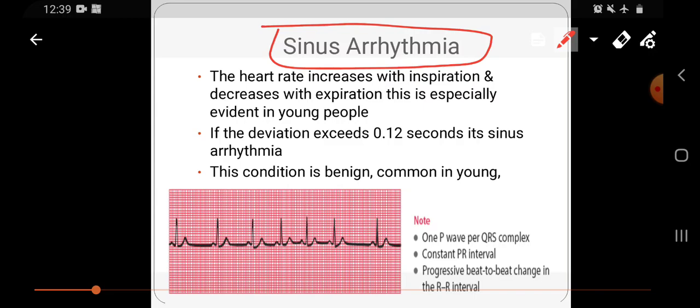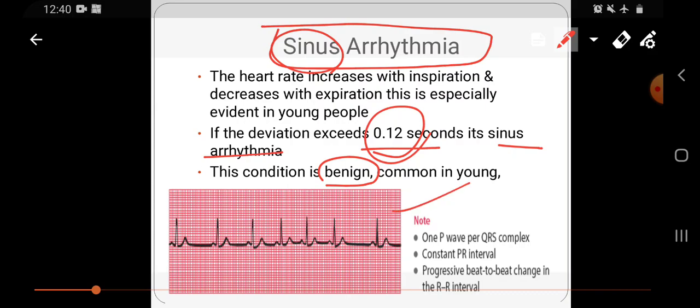Now, most people will have a difference in their heart rate between inspiration and expiration, but usually the variation in the RR interval does not exceed 0.12 seconds between inspiration and expiration. If the deviation is more than this, then we call the condition sinus arrhythmia. Okay, and this condition is absolutely benign, it doesn't need any treatment, and it's very common in healthy young people. So again, it is sinus arrhythmia, so the rhythm starts in the sinus node as it should, but the effect of inspiration and expiration on the heart rate is very evident. It is clear that there is an obvious effect on it.